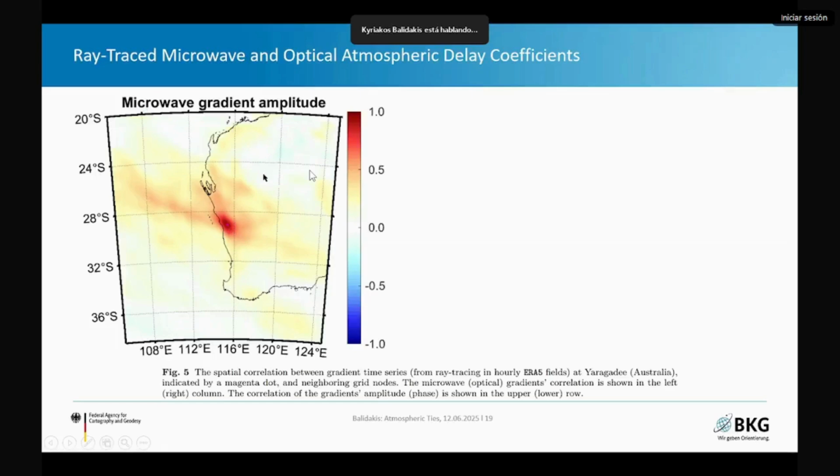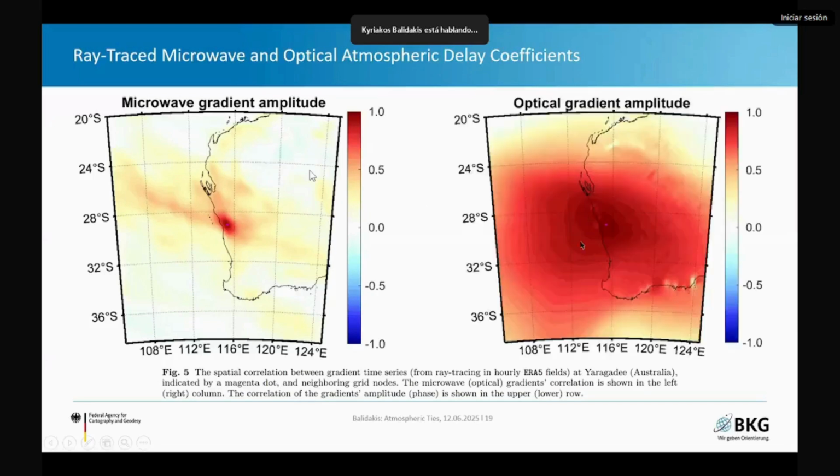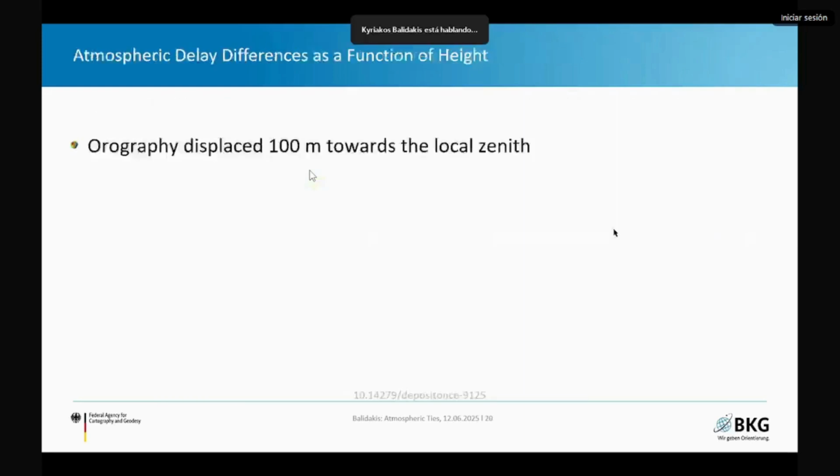Now, if we change the frequency and we switch to the laser, we see that for optical frequencies, so for the lasers, the signal is spatially more coherent. So for microwave, it decorrelates very fast. For optical, it does not change very much as a function of distance. Now, we will talk about atmospheric ties in some minutes.